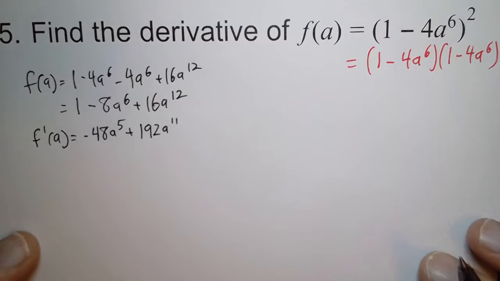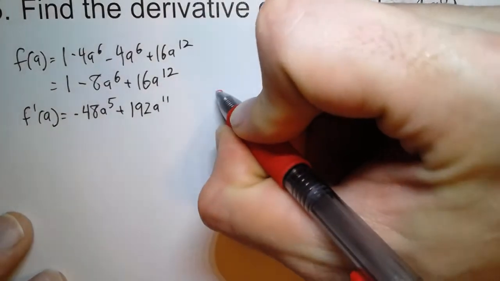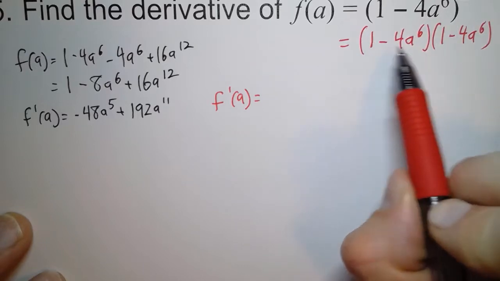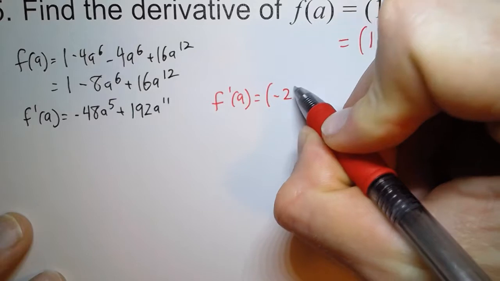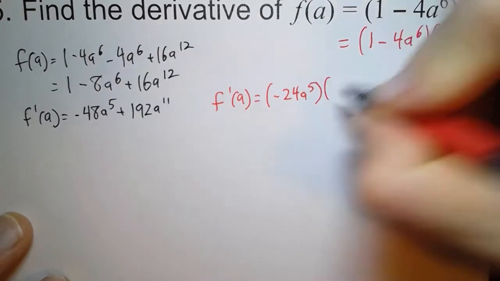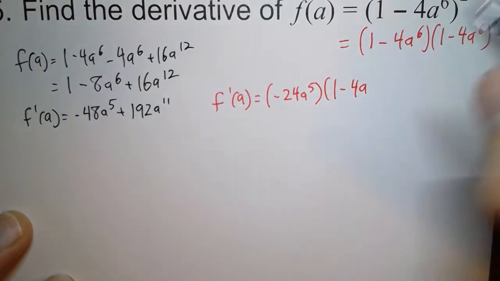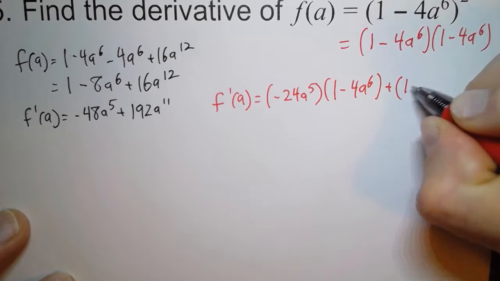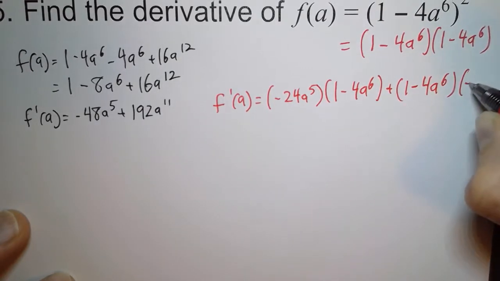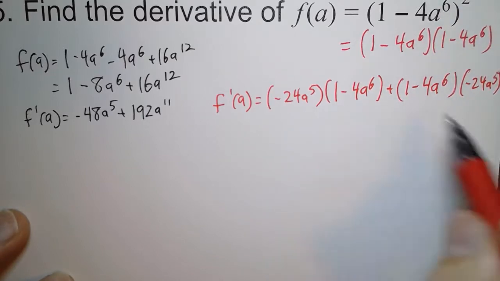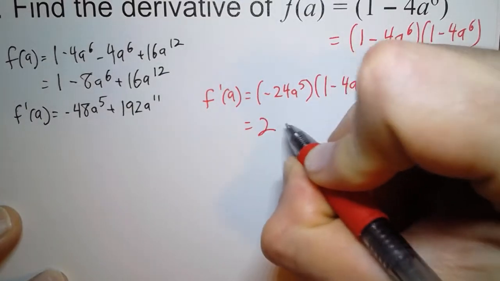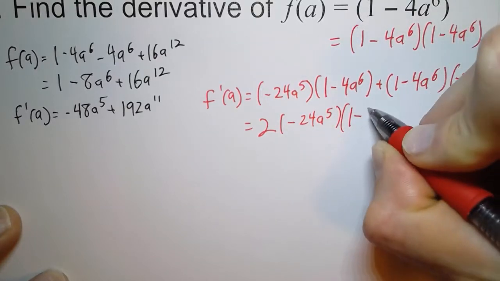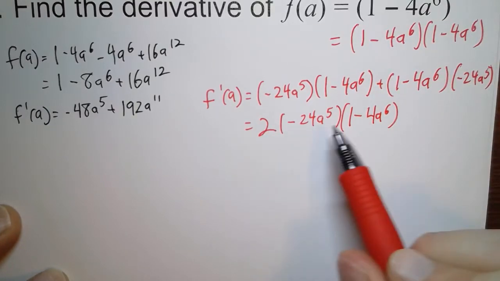Now let's see if the product rule can get us there any faster. So the product rule says that we take the derivative of the first one, which is also going to be the derivative of the second one. The 1 disappears. Negative 4a to the 6th is going to become negative 24a to the 5th times 1 minus 4a to the 6th plus. Now these two factors will trade places. The first one will be left alone, 1 minus 4a to the 6th times negative 24a to the 5th. Now we're adding two quantities that are identical. So it's going to be 2 times negative 24a to the 5th times 1 minus 4a to the 6th.